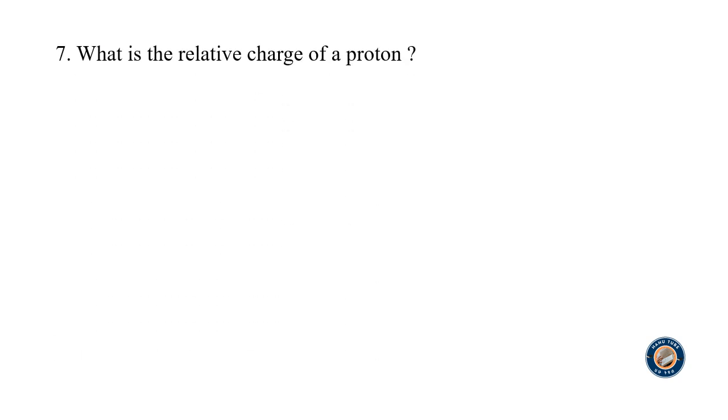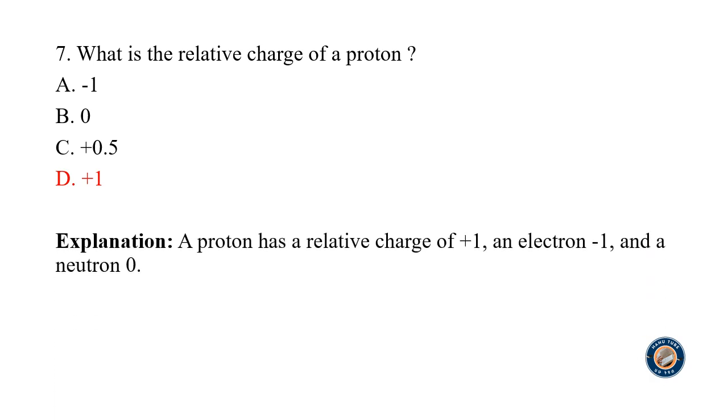Question number 7. What is the relative charge of a proton? A. -1, B. 0, C. +0.5, D. +1. The answer is +1. A proton has a relative charge of +1, an electron -1, and a neutron 0.